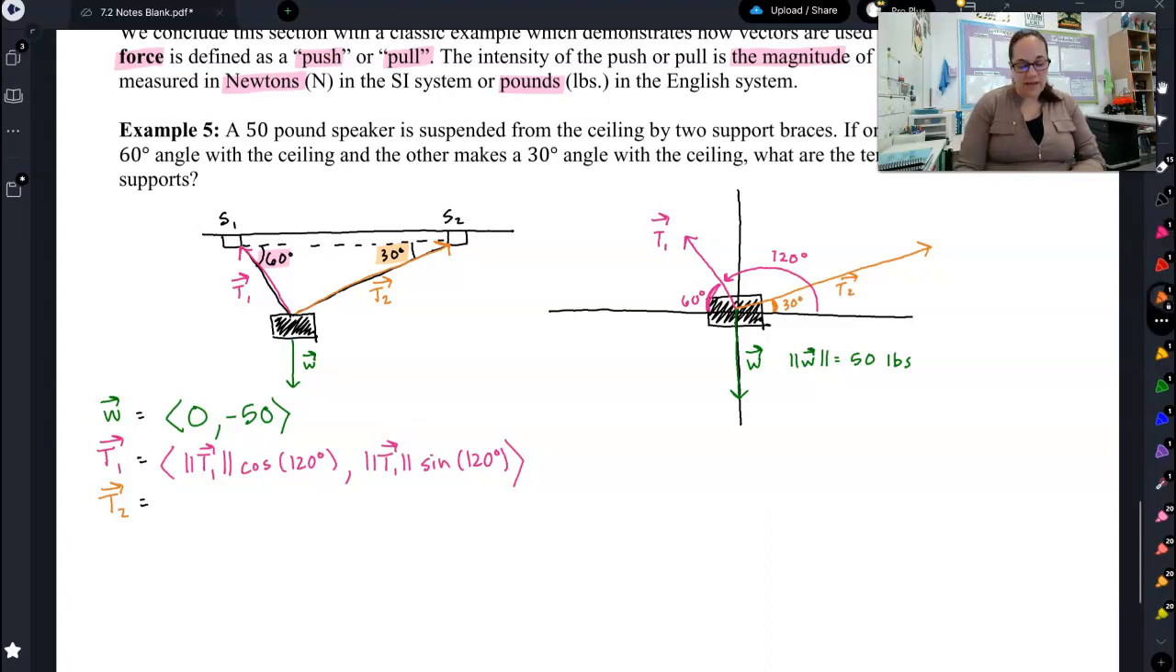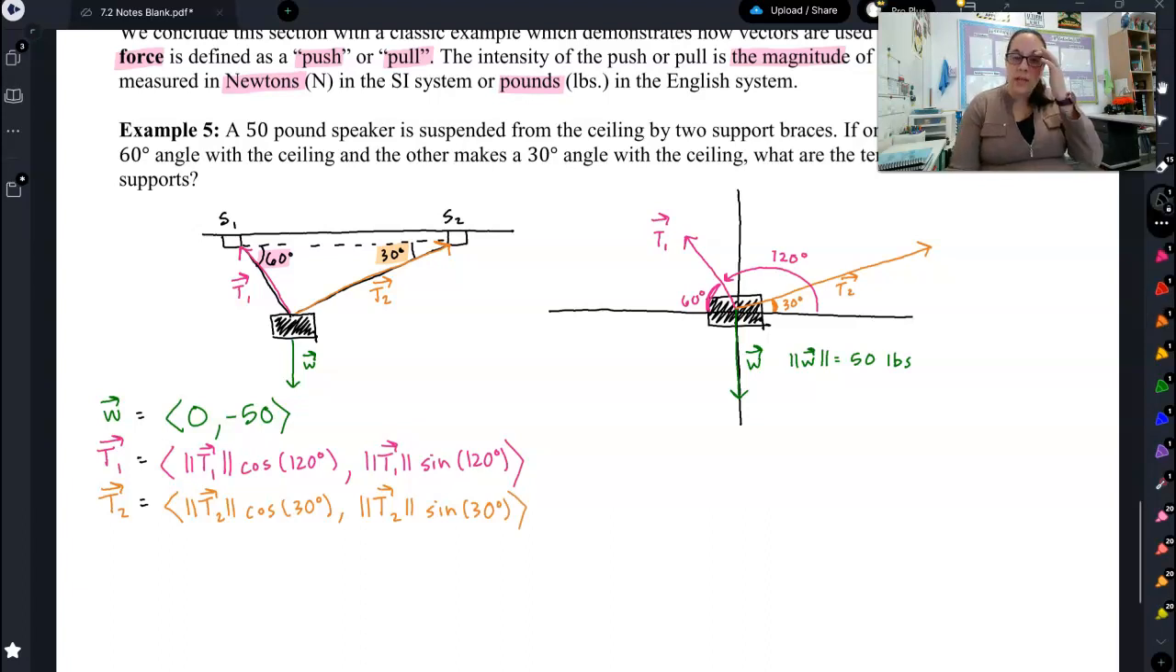Now I can do the same thing with tension 2. The magnitude of T2, which is what I'm solving for, cosine of 30, gives me the x component, and the magnitude of T2 times sine of 30 gives me the y component.